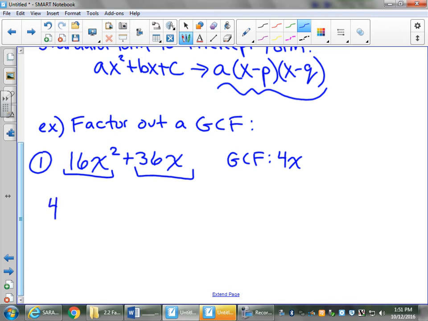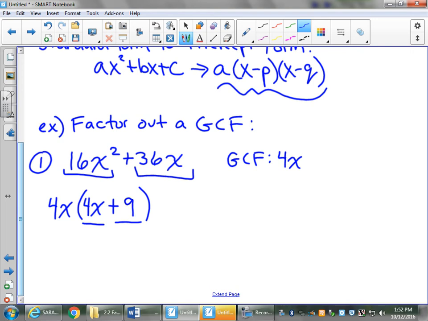So the 4x becomes a monomial factor, and you set up your parentheses, and you have to ask yourself, well, 4x times what first term here would give me my 16x squared? And the answer to that is another 4x, because 4x times 4x is 16x squared. 4x times what expression here will give you the 36x, and that answer is positive 9, because 4x times 9 is 36x.